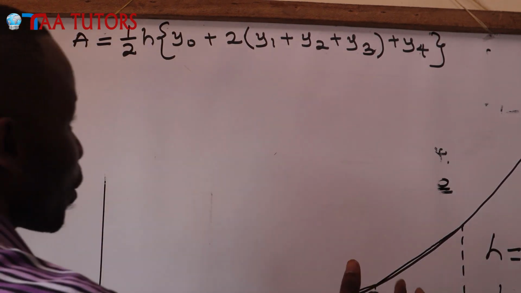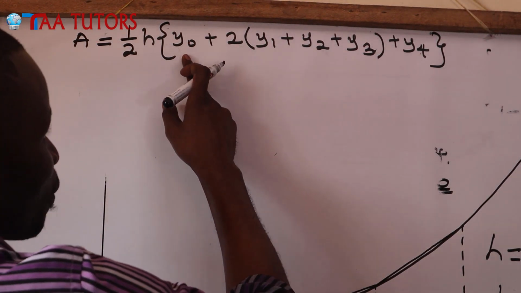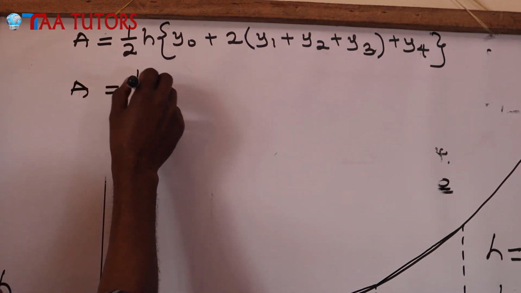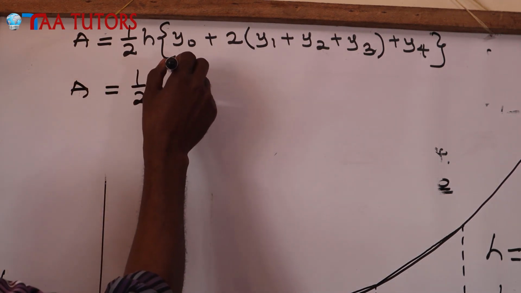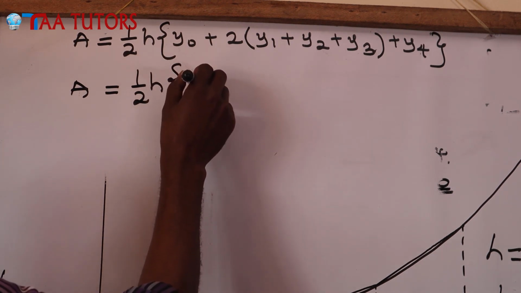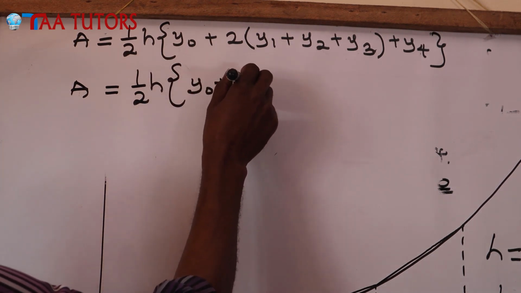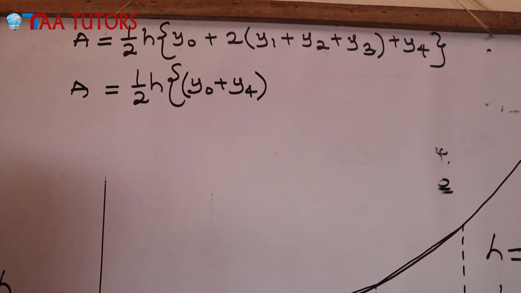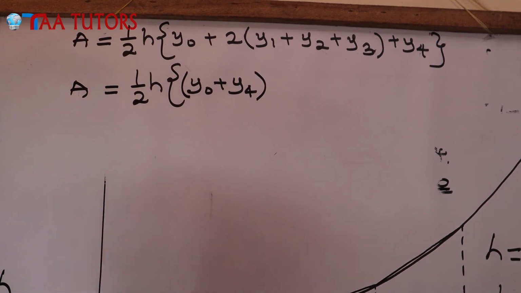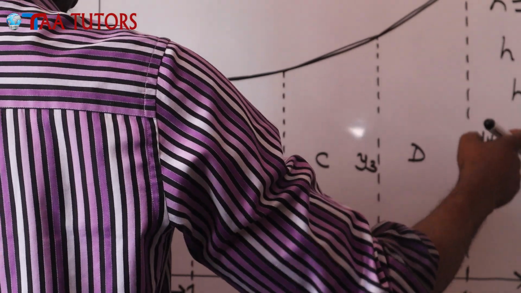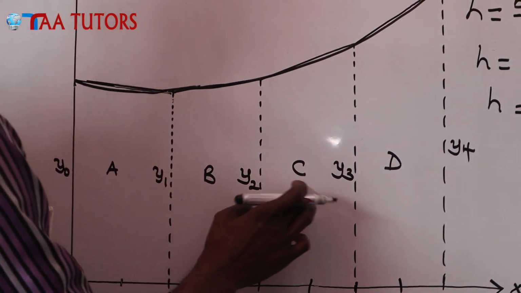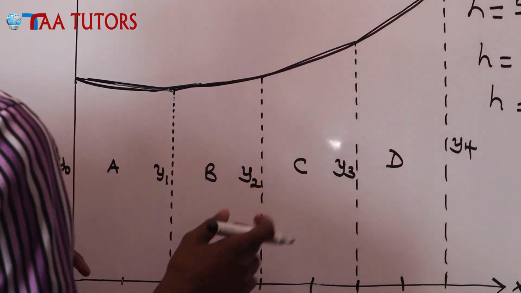Now in some cases you will find that this one is added to this one first, but that's now a choice. You can actually say the area will be a half h into y0 plus y4. These are actually the lines at the ends. They are always going to be single, but those in the middle will be repeated because this area A shares y1, B and C share y2, C and D share y3, so they have to be repeated.